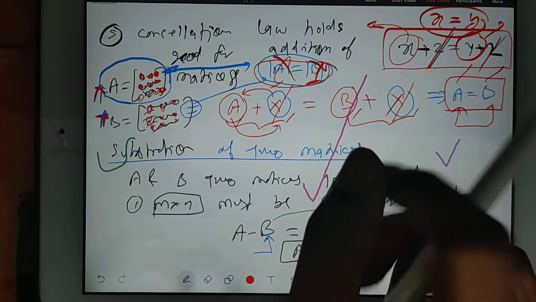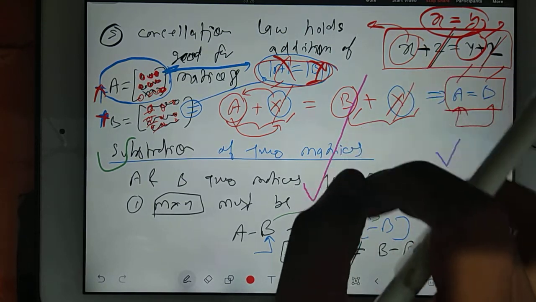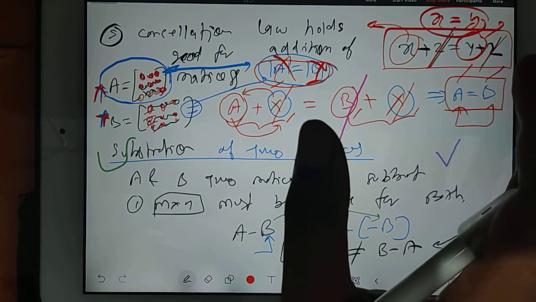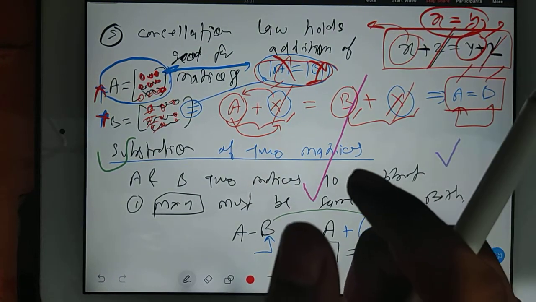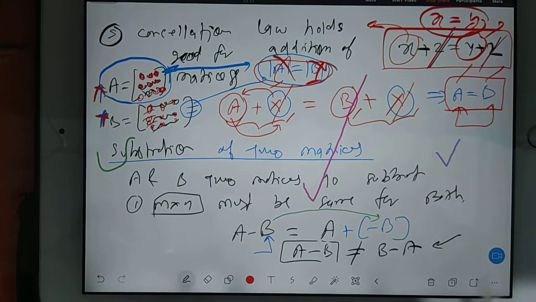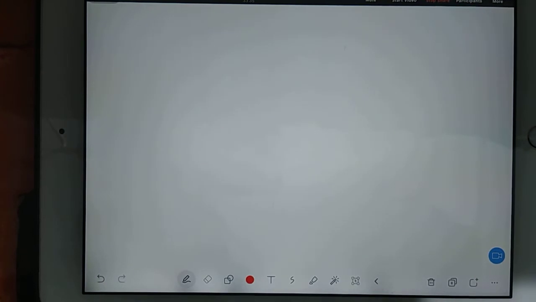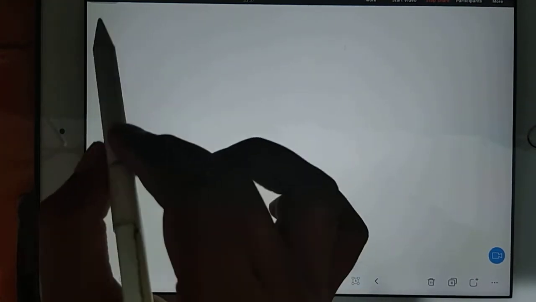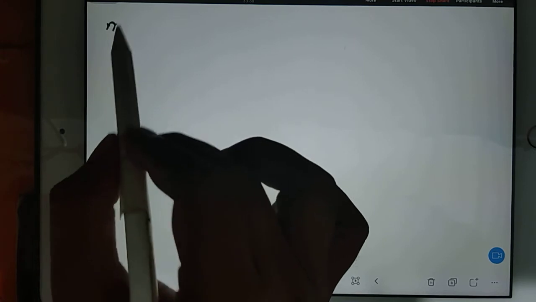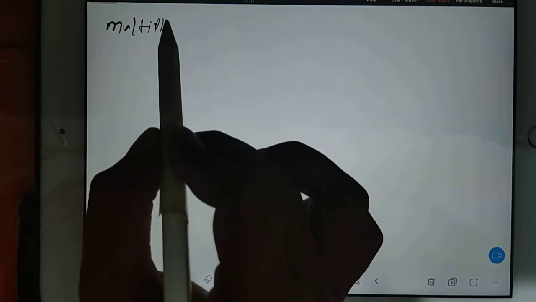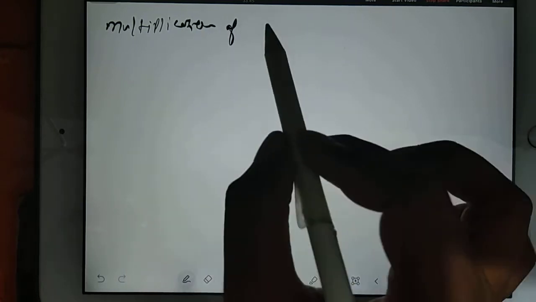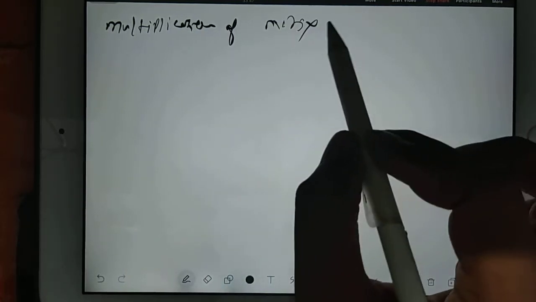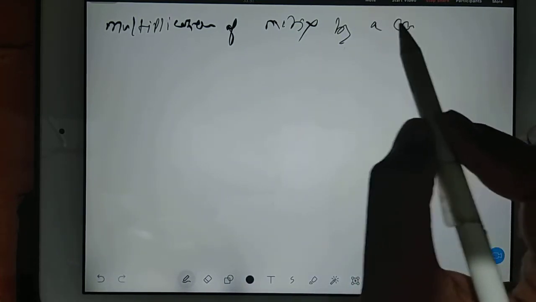Okay, guys. Now we are going for the next topic, that is multiplication of a matrix by any scalar quantity. Means, I will change the page. Take down the heading as multiplication of a matrix by a scalar quantity.